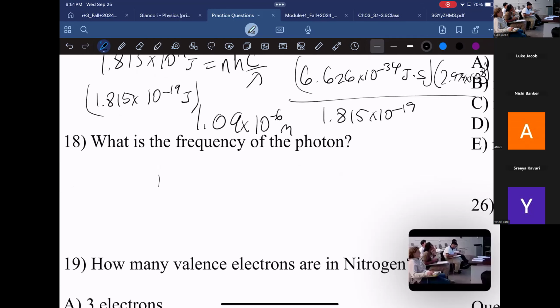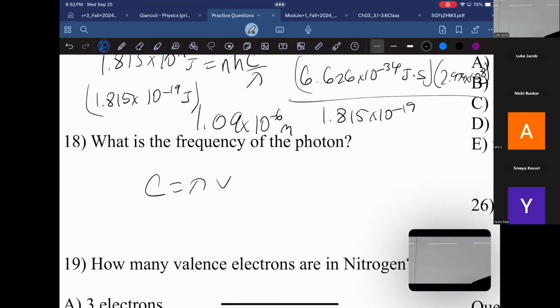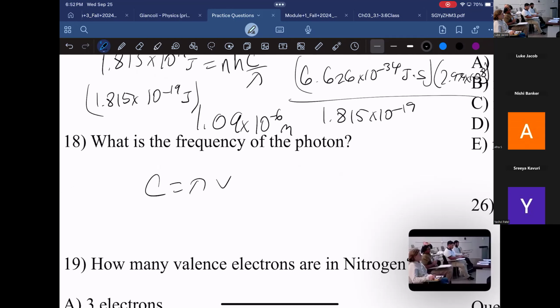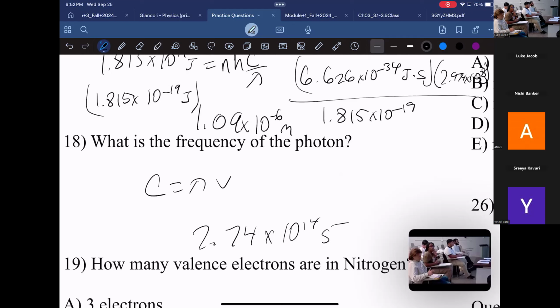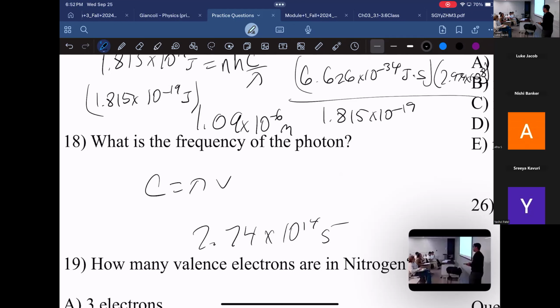Now you just put c equals lambda nu, and you can use meters to do that. So 2.979 times 10 to the 8 divided by this number, and I got 2.74 times 10 to the 14 per second. You guys got that? Is second to the minus one the same thing as hertz? Yes, it is. It doesn't really matter what you put. Hertz would have been fine.